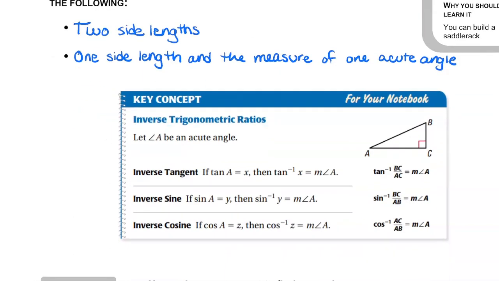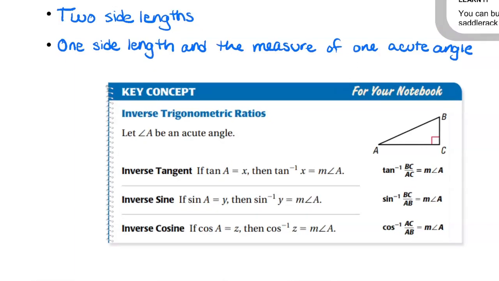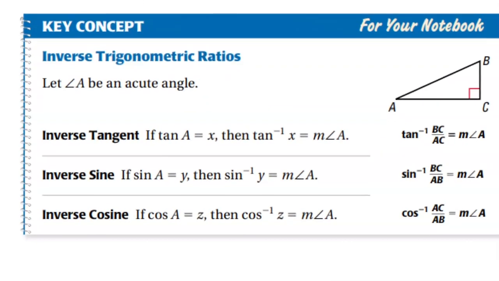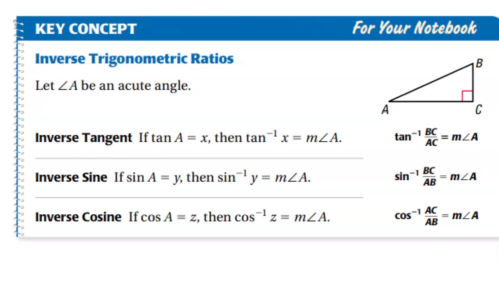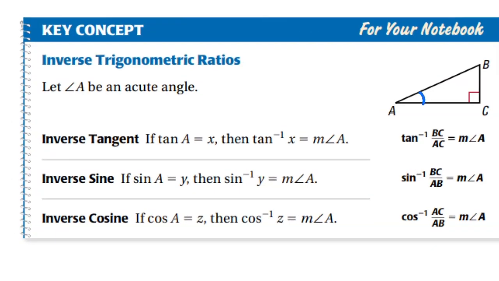So we've talked about using these trig functions for finding side lengths, but it turns out you can use trig ratios to also find angles. Now these are a little different trig ratios. These are inverse trig ratios, meaning they're going to undo one of our trig ratios that we've talked about. So inverse trigonometric ratios, we have this picture here and it says let A be an acute angle. So we're talking about this angle right here. The inverse tangent function says that if tangent of A is equal to x, then tangent inverse of x is equal to the measure of angle A.